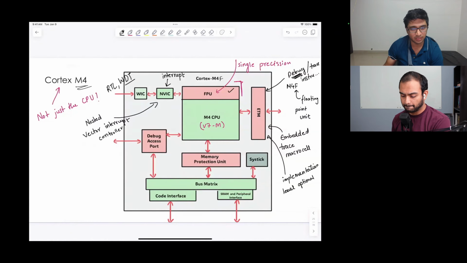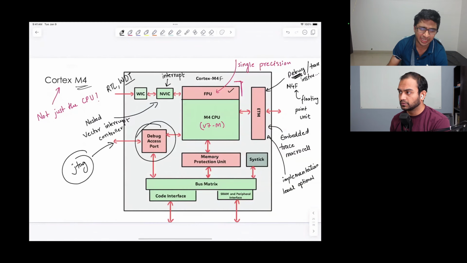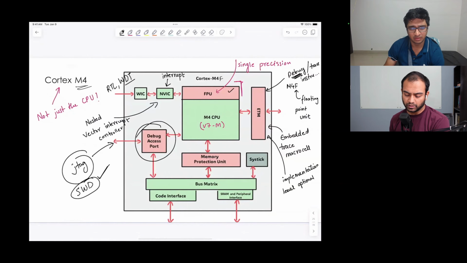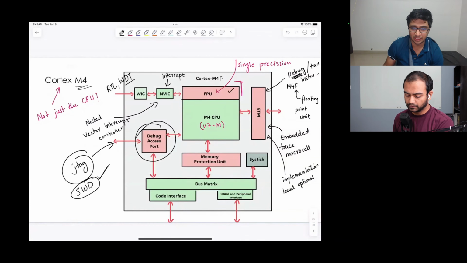Then you have something called the debug access port. We usually call them DAP ports. These are used to interface a debugger with the ARM CPU. So this is the debug mechanism for ARM CPUs. If you want to do any kind of JTAG, SWD more precisely, it is SWD, which is the ARM standard. Serial Wire Debug. Okay, perfect.